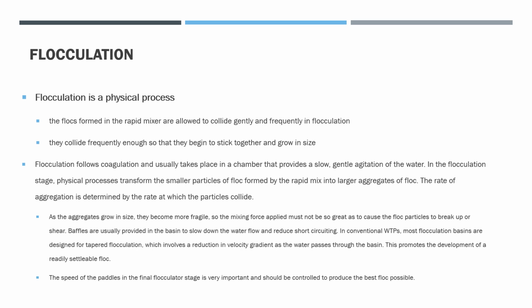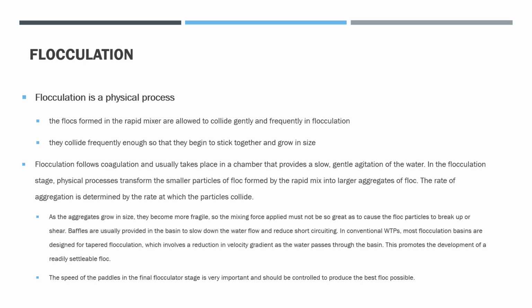Now, flocculation, of course, follows coagulation and usually takes place in a chamber that provides a slow, gentle agitation of the water. In the flocculation stage, physical processes transform the smaller particles of floc formed in the rapid mixer into larger aggregates of floc. This rate of aggregation, this floc formation, is determined by the rate at which the particles are going to collide. So the more opportunities you provide for collision, the greater the rate of aggregation.